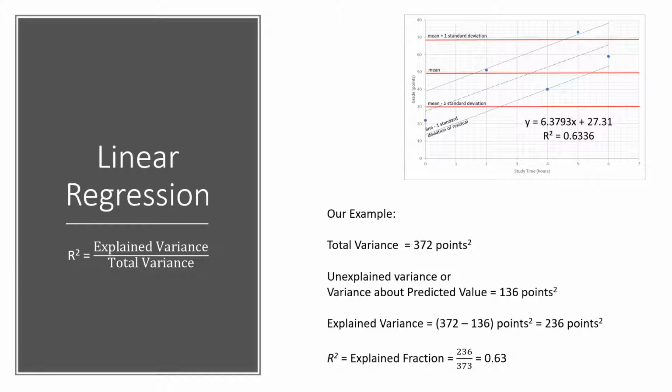The unexplained variance, or the variance about our predicted value, in other words, the variance of these departures about the regression line, was 136. So the explained variance was 236 points. So the R squared equals that explained fraction, which is 236 over 373, or 0.63. So obviously this R squared value can go from 0 to 1. So 0.63 means essentially that 63% of the variance has been explained by our regression line.